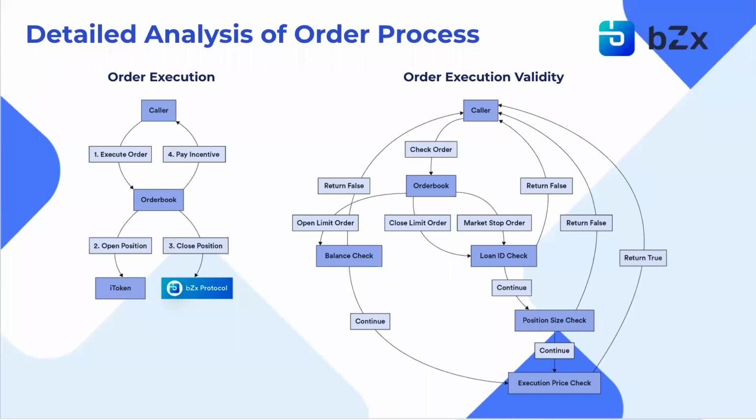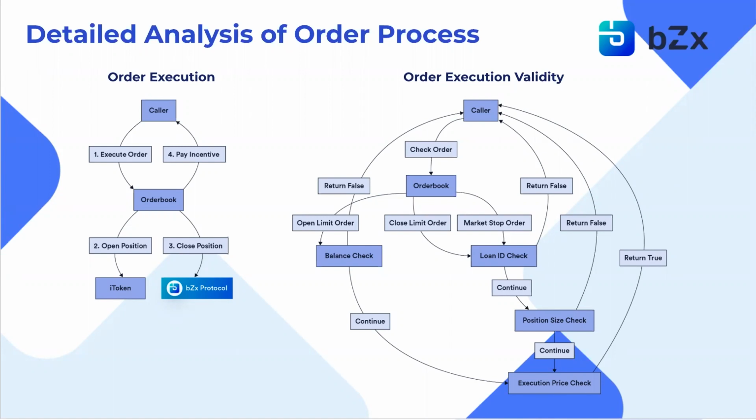The close limit order check is the same as the open limit order check, so there's nothing new on that. But the market stop order is different in the sense that it will check to see if the Chainlink reference rate has crossed the execution price, the desired stop price. And then it'll run a second check, which will ensure that the DEX price is within 0.5% of the Chainlink reference rate.